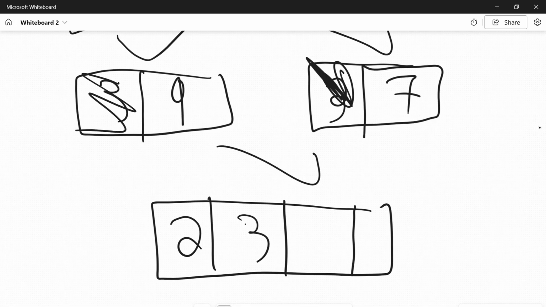So then we do the same thing again. We compare the 9 and the 7. So we know the 7 is smaller than 9, so we place down the 7, and then 9's the last one. And there we go. We have the sorted list.